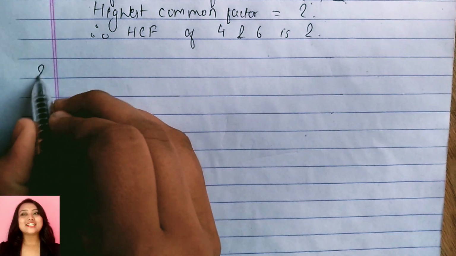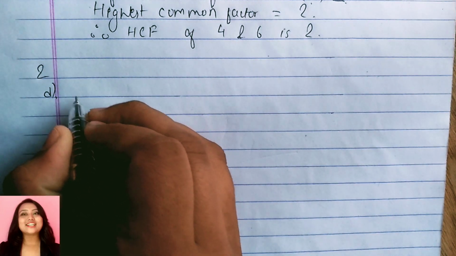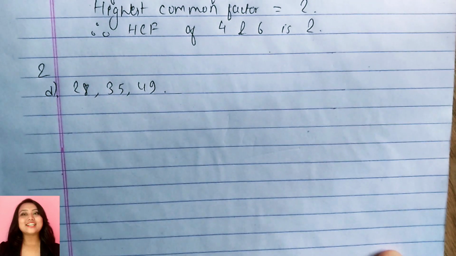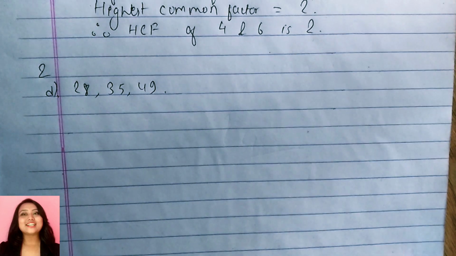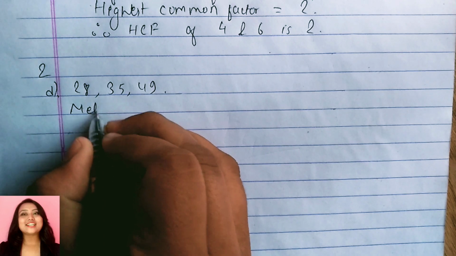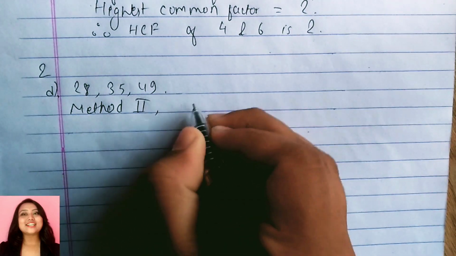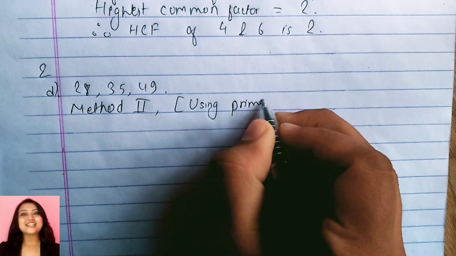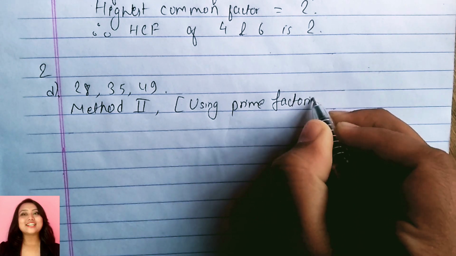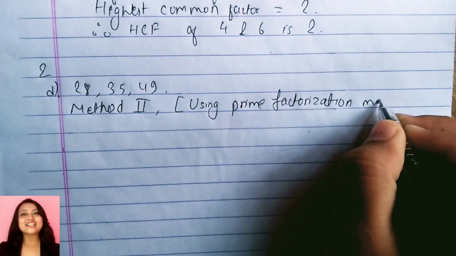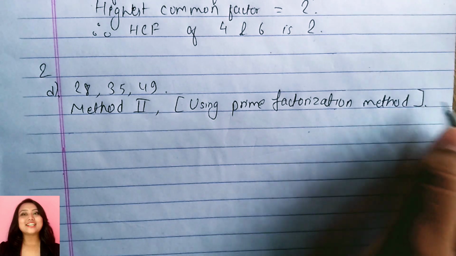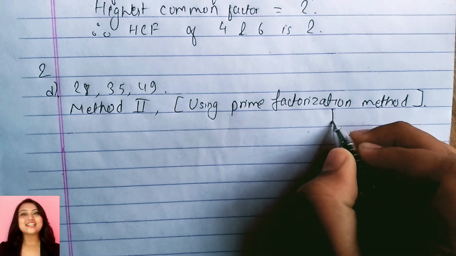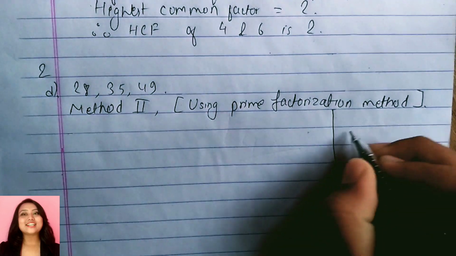In question 2D, the numbers are 28, 35 and 49. Since we have to use the prime factorization method, let's start doing this. This is method II, which we call the prime factorization method. So using the prime factorization method, what can we do? First of all, I'll write the rough work in this whole part.